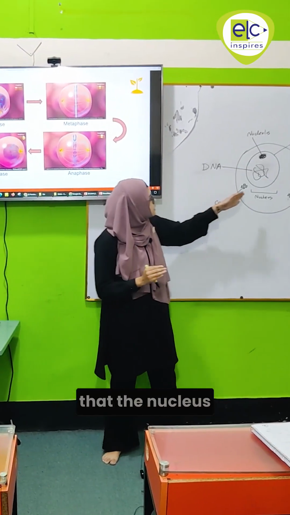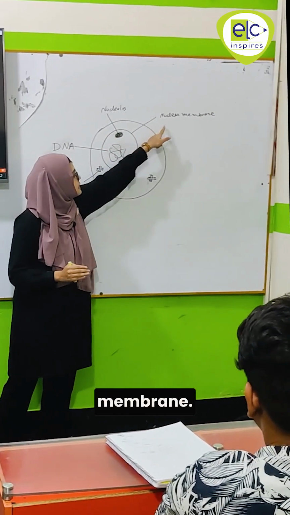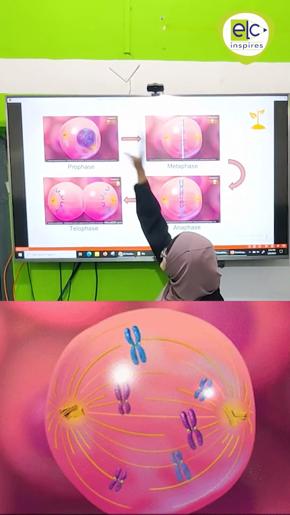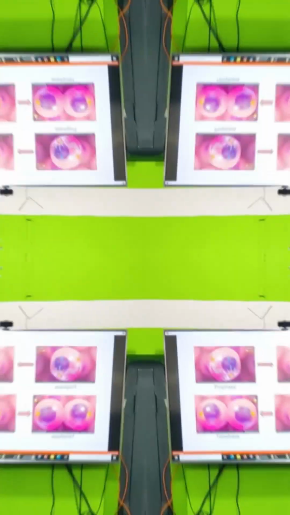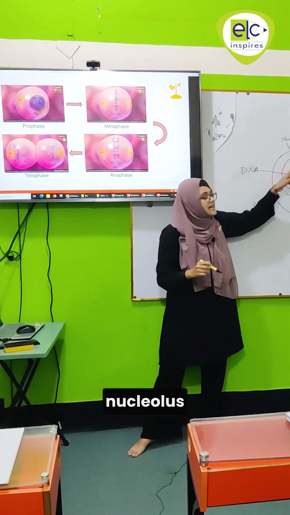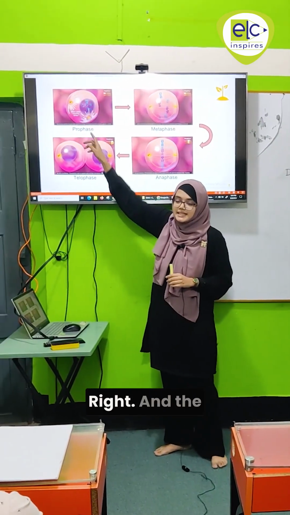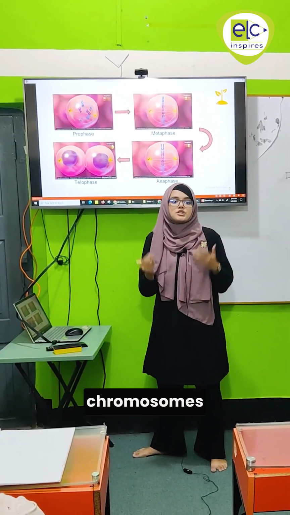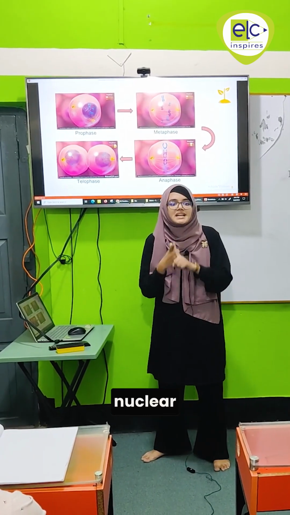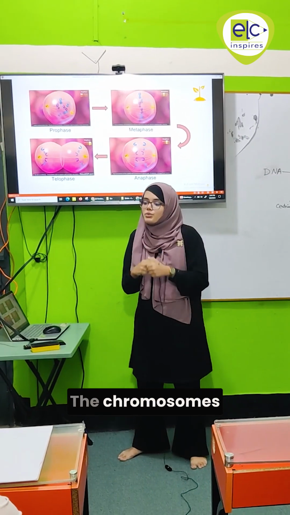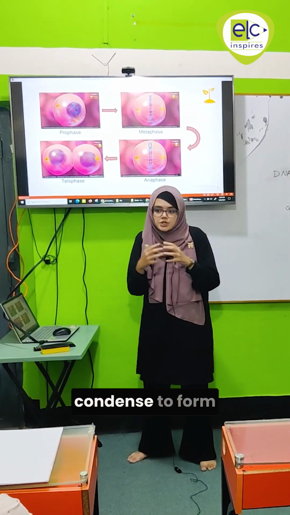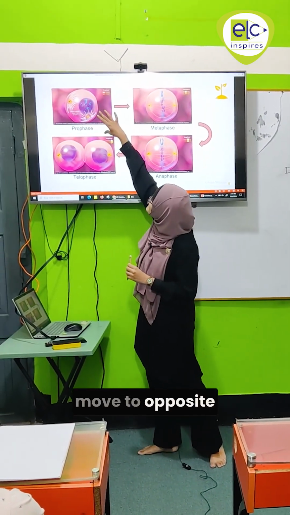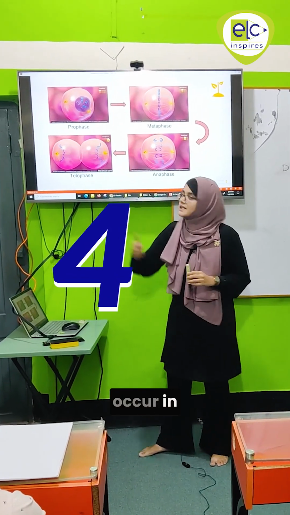As we know, the nucleus is surrounded by a nuclear membrane. In prophase the nuclear membrane, shown in purple, breaks down, as we can see here, correct? At the same time the nucleolus disappears. We can see that there is no nucleolus, right? And the centrioles move to opposite ends, and the chromosomes appear. So first, the nuclear membrane will break down, the chromosomes will appear, that is the DNA will condense to form chromosomes, the nucleolus will disappear, and the centrioles will move to opposite ends. These are the 4 things that occur in prophase.